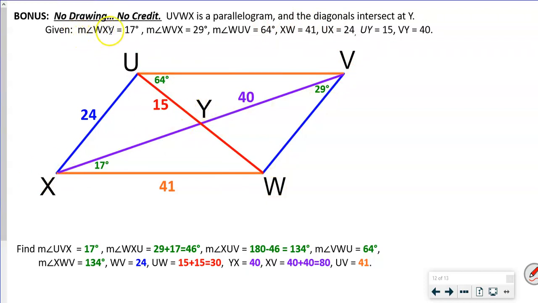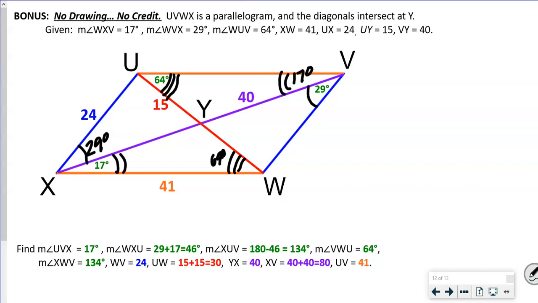And then it says given the measure of angle WXV, WXV is 17. So that means this angle up here is also 17, right? And then it says WVX is 29, which means this is also 29. Now those angles are congruent. Why? Because they are alternate interior angles, right? So these angles are congruent. These angles are congruent again because they're alternate interior angles, okay? Then it says WUV is 64, okay? So if this angle up here is 64, then this angle down here is 64, yes?